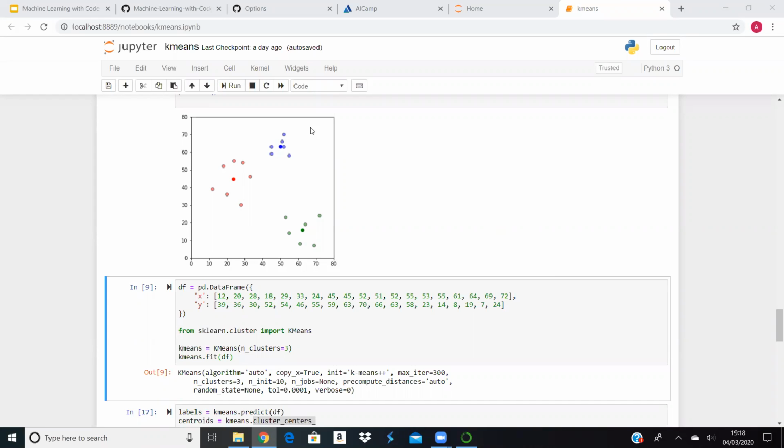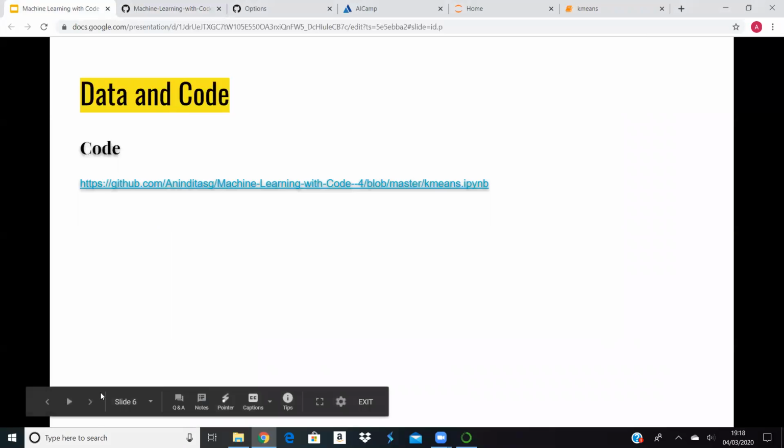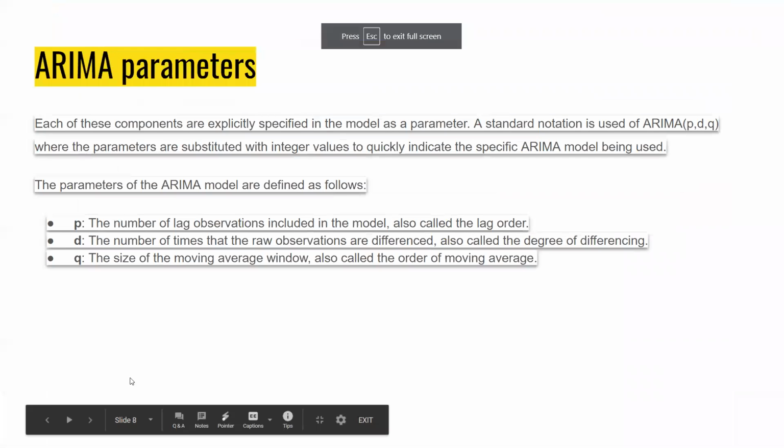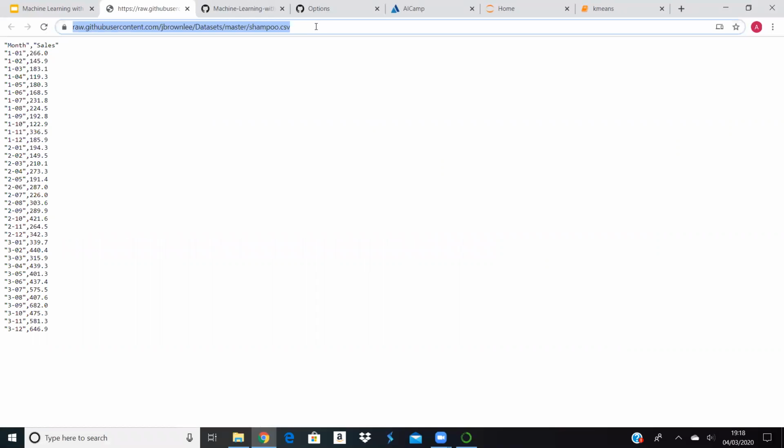Sure, I'll just do that. Yeah, like Mark suggested, I'll share the data for you, and it's very small data.